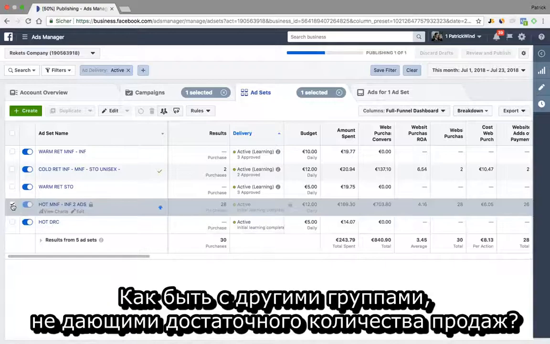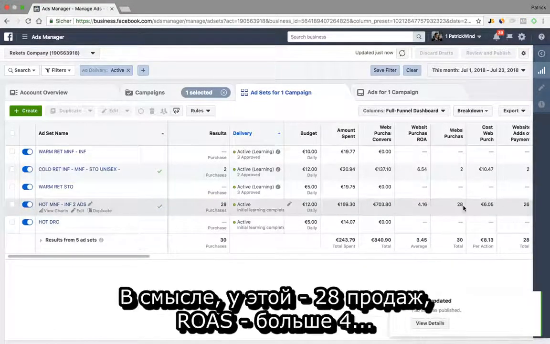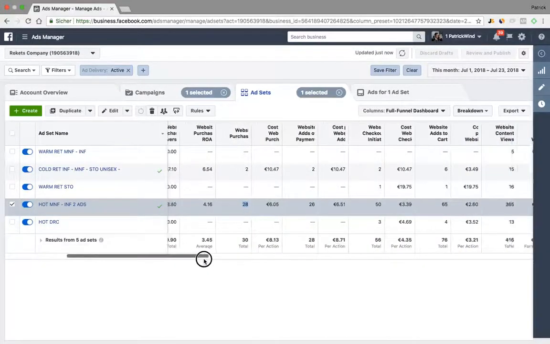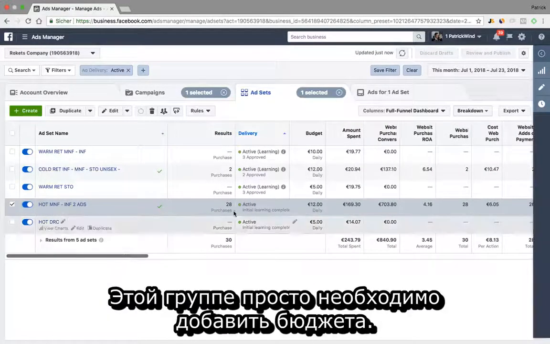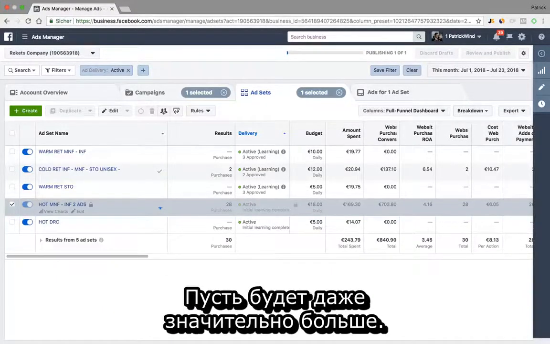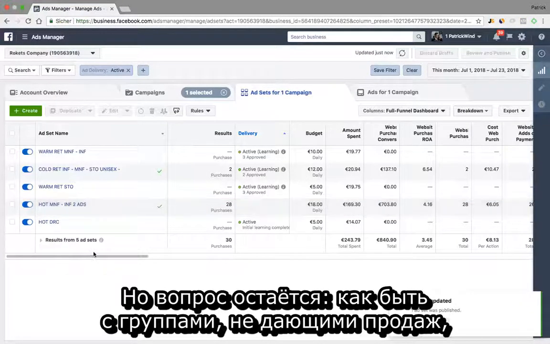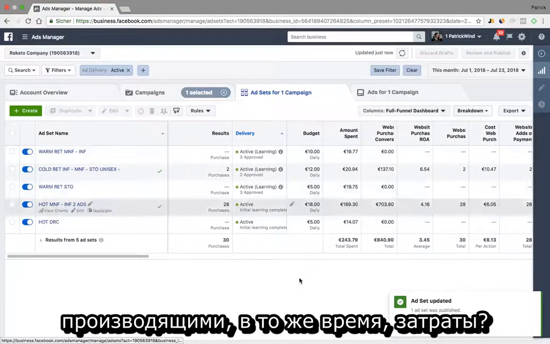And what about the other ad sets that have not brought any sales? I mean, this one has brought 28 sales, has a ROAS of over 4, cost per initiate checkout of 3 euros, cost per add to cart of 2.60 euros. This one deserves much more budget, to be honest. So I would even give this one significantly more budget. But the question is now, what about all the other ad sets that haven't brought any sales, but apparently have spent some money?